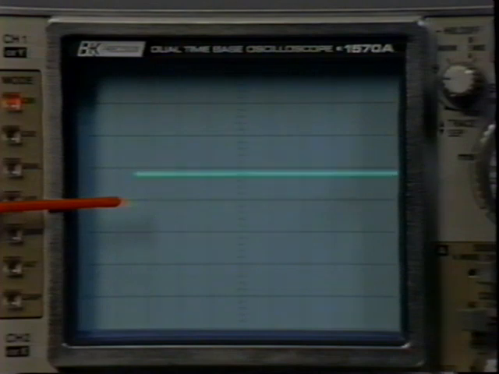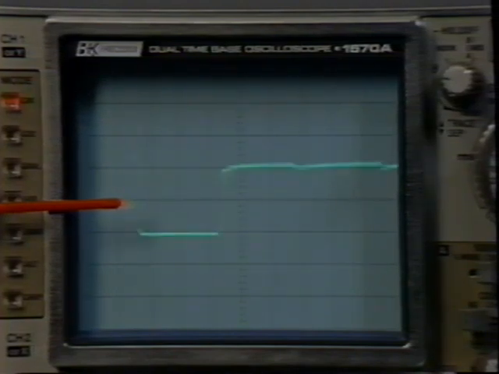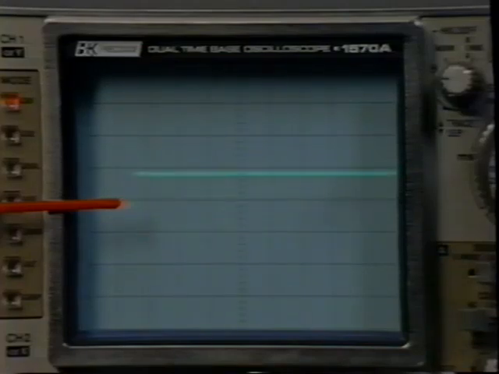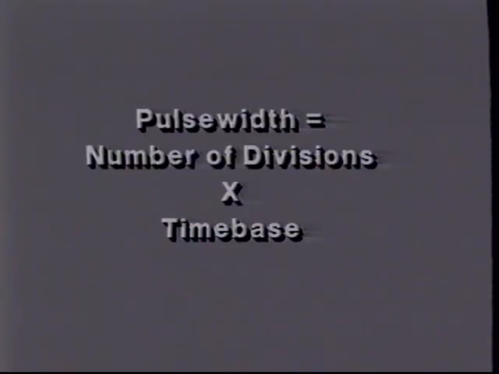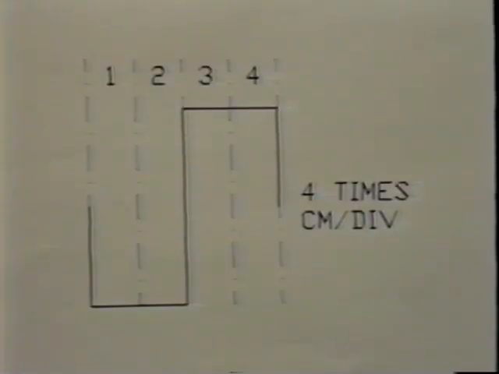In addition to the amplitude of a signal, we may also measure its pulse width and period. To find the width of a pulse, count the number of horizontal divisions between the leading and trailing edges. Measure from the 50% level on each edge. Multiply the number of divisions that the pulse covers by the time-based setting to find the pulse width. The period of a signal is the amount of time it takes to complete a cycle. A cycle is one complete repetition of the signal. To find a signal's period, count the number of divisions that one cycle covers. Multiply this by the time-based setting.